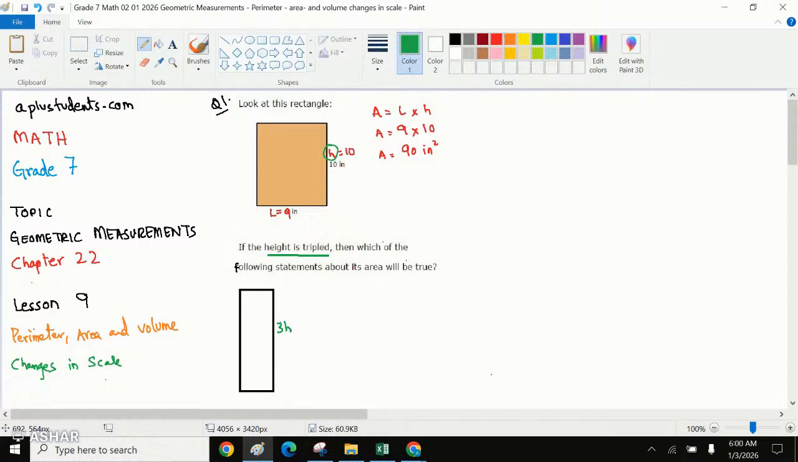What was the base? The base stays the same. We know the formula for area is length times height. But since the height for this shape has changed, we can say length times, what is the new height? It's triple, that means 3h. Agreed. So can we say the area is equal to 3 times length times height? Okay.